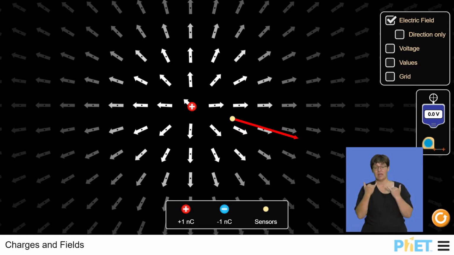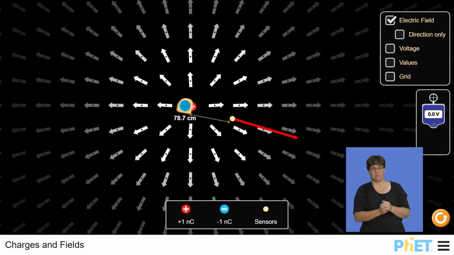Now the issue here is about distance. Let's say for argument's sake, we double the distance. This is the initial distance. That's our tape measure there.